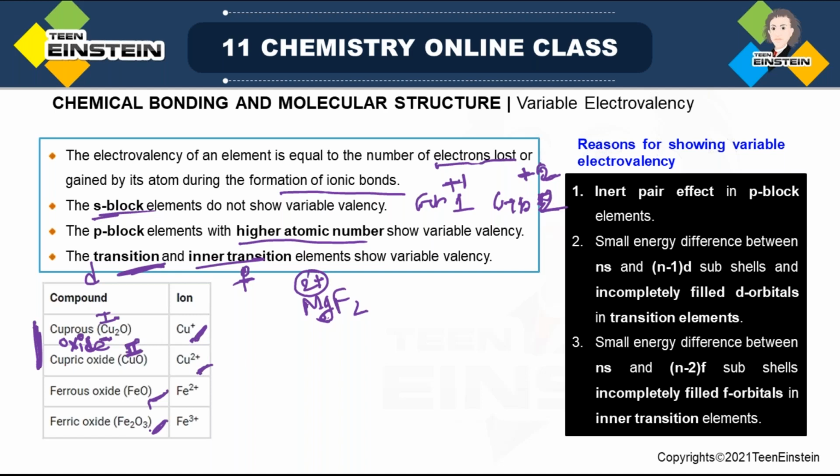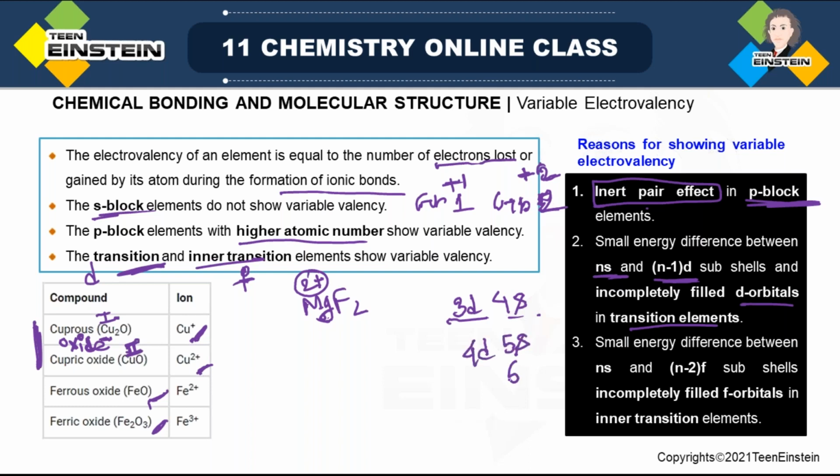Now the reasons for showing variable electrovalency are mentioned in this box. When you consider p block elements, mainly inert pair effect is the reason, and what the inert pair effect is we will discuss in the next slide. And what about transition elements or D block elements? You will see the electronic configuration of transition elements mostly involves ns and n-1 d. Just take the first transition series: ns is in this case 4s, so n-1 is 3d. So 3d and 4s are involved. If you consider the next series, it will be 5s, 4d.